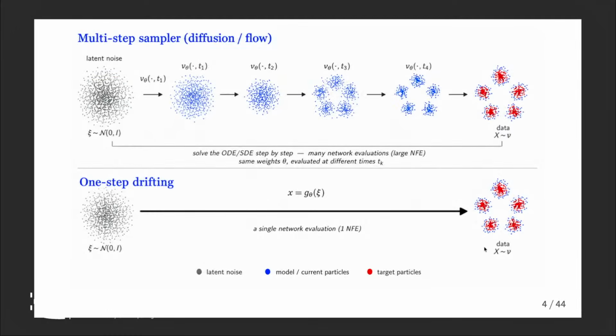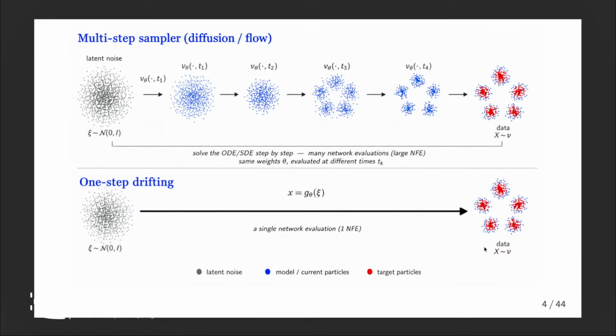Intuitively, or visually speaking, you have the noise and then the same velocity field which you're evaluating at time 1, time 2, and so on and so forth. Each time you have to call this neural network and do a pass through it, and then finally you get somewhere closer to the data, right?